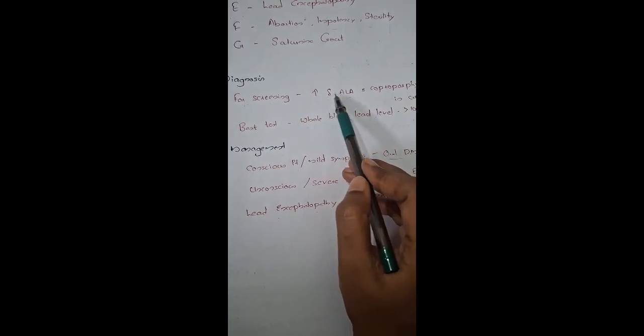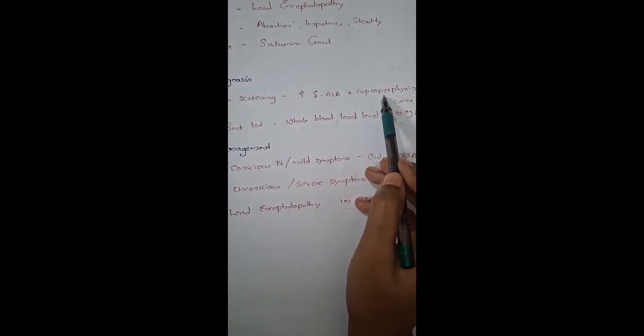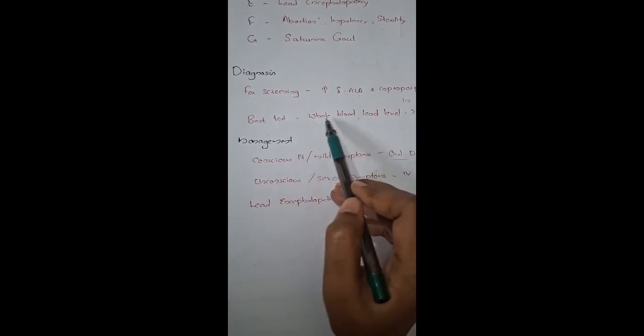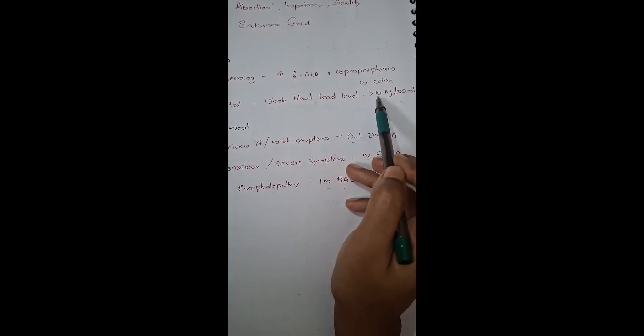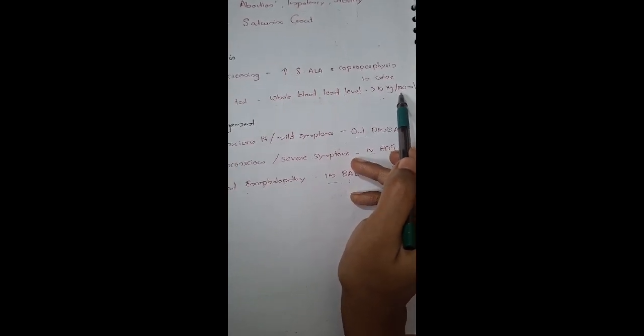For diagnosis, for screening we will take a urine sample. In urine there is elevated ALA and coproporphyrin, and the best test is whole blood lead level, which is greater than 10 microgram per 100 ml.